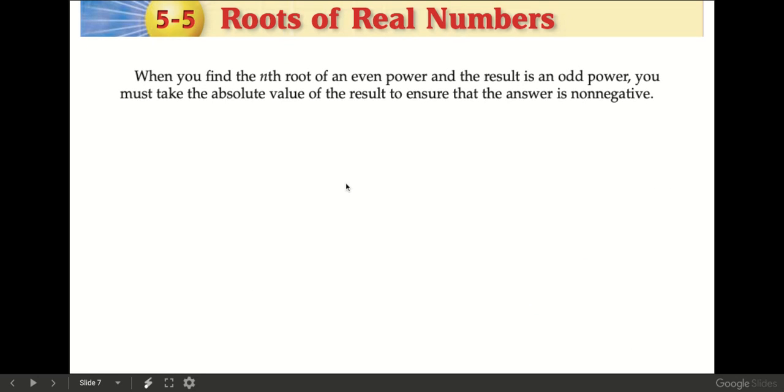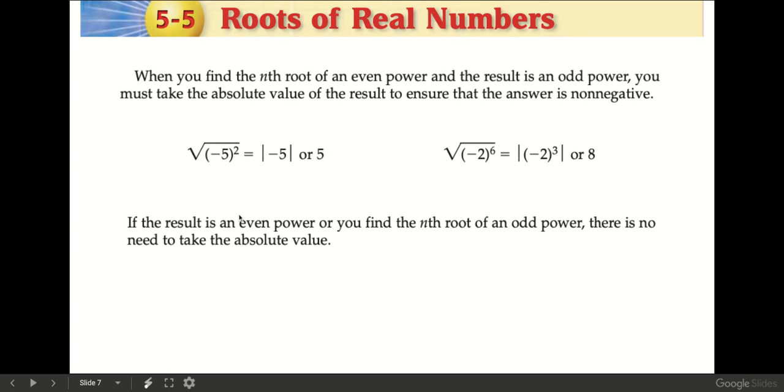When you find the nth root of an even power and the result is an odd power, you must take the absolute value of the result to ensure the answer is non-negative. So for example, the square root of negative 5 squared is equal to the absolute value of negative 5, or just 5, right? The 6th root of negative 2 to the 6th power is equal to the absolute value of negative 2 to the 3rd power, or 8. If the result is an even power, or if you find the nth root of an odd power, there is no need to take the absolute value.